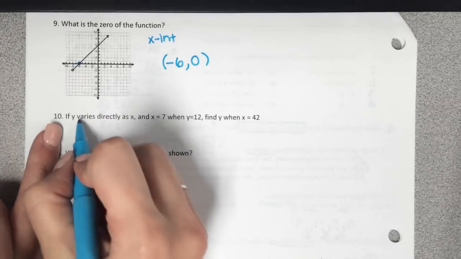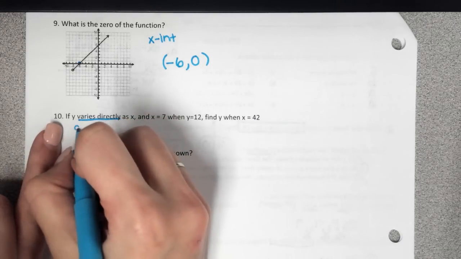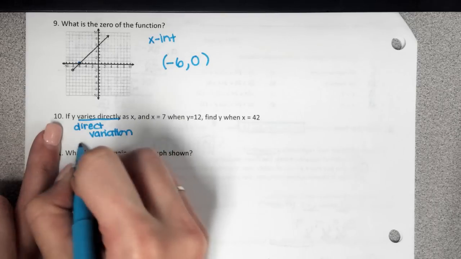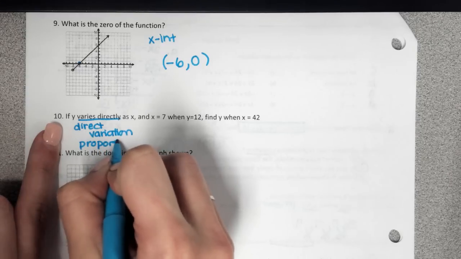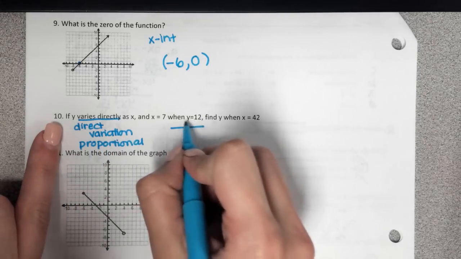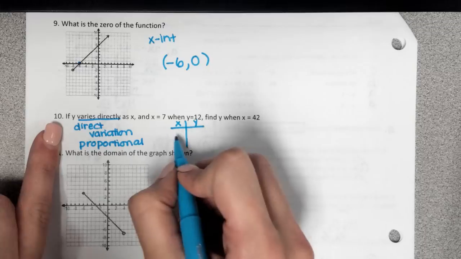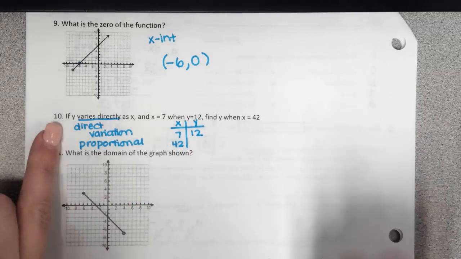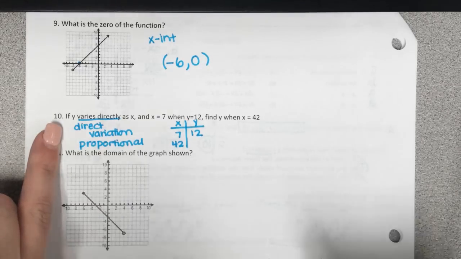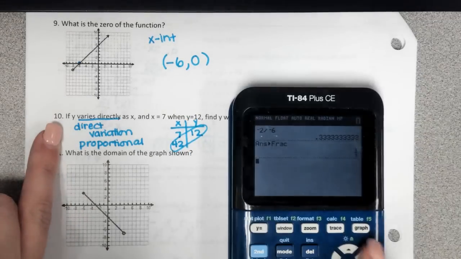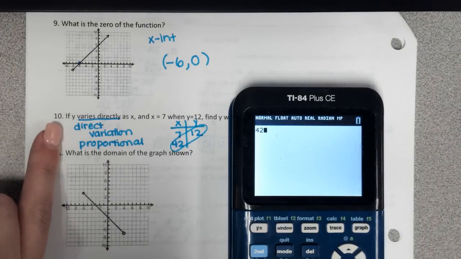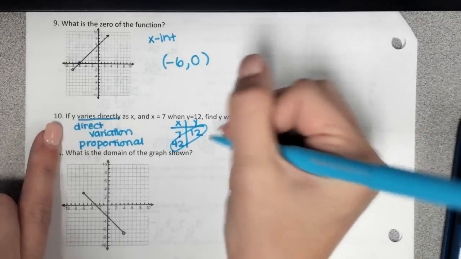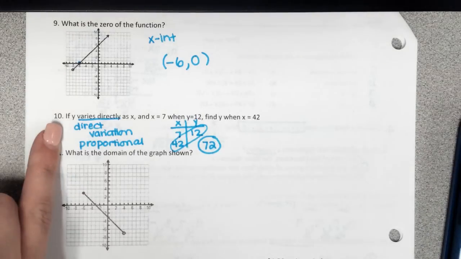If y varies directly with x, this is like the warm-up today. This is direct variation, which is another name for proportional. So I'm going to set up a table. We've got x values and y values. When x is 7, y is 12. And when x is 42, they want to know that y value. You're going to cross multiply. 42 times 12 divided by that other number, which is 7. 72. And that's your answer.